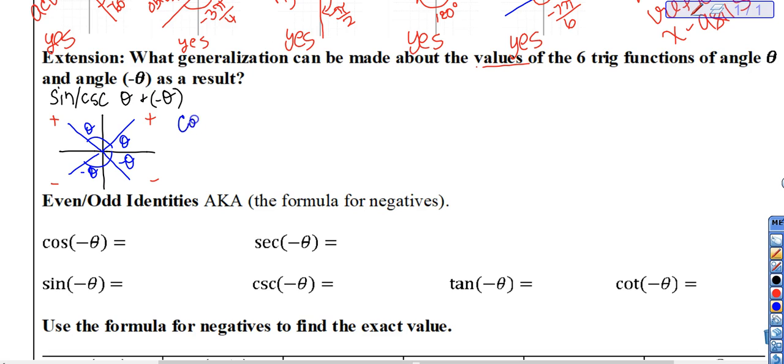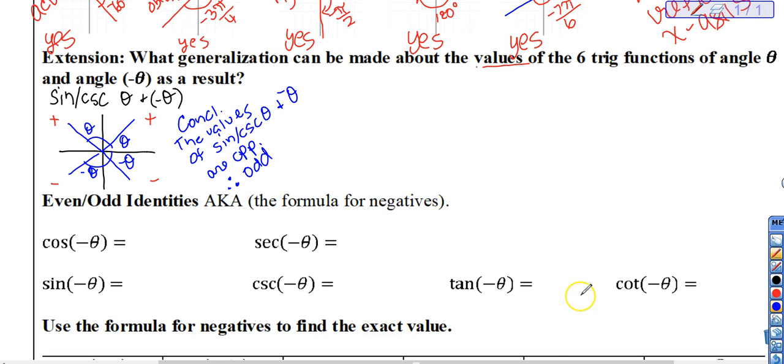So here's my conclusion. The values of sine or cosecant of theta and negative theta are opposites, leading me to the conclusion, therefore, that sine and cosecant are odd functions. We will see a really good representation of that tomorrow when we graph. Visually, you'll go, oh yeah, that's definitely odd.